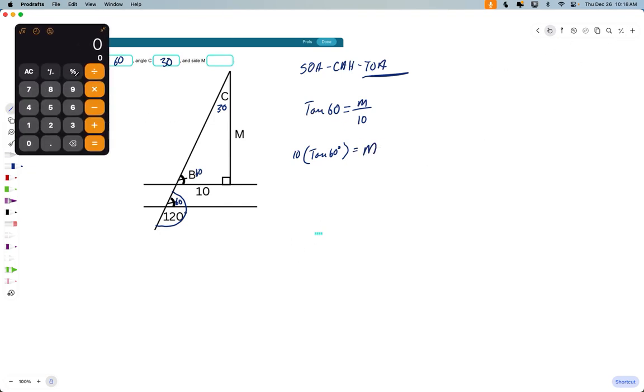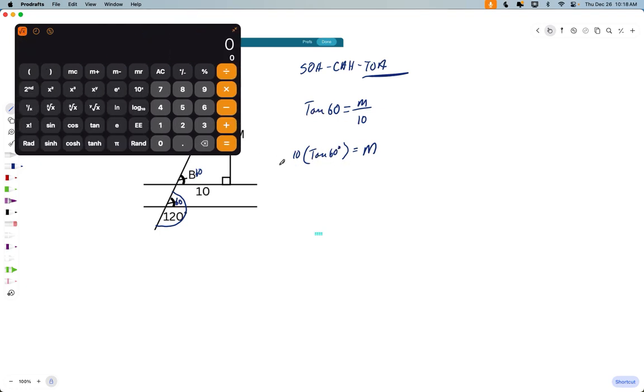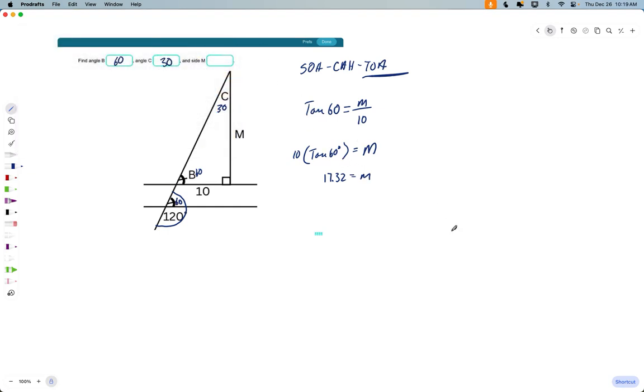So we just pull up our calculator, and we're going to do what's inside the parenthesis first. So 60 tan, and then times 10. And we're going to round that to two places. It'll be 17.32 is the value of M. Okay, that is what we're doing right there. 17.32 would be your solution. Let's look at the next problem.